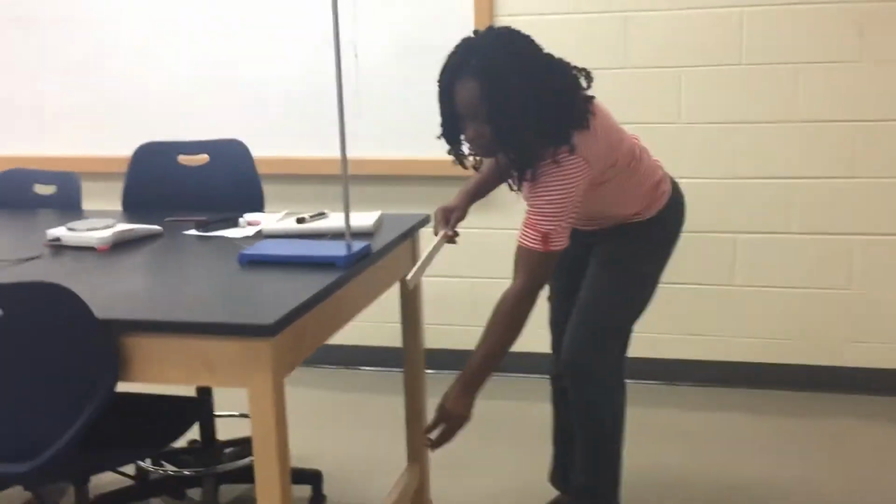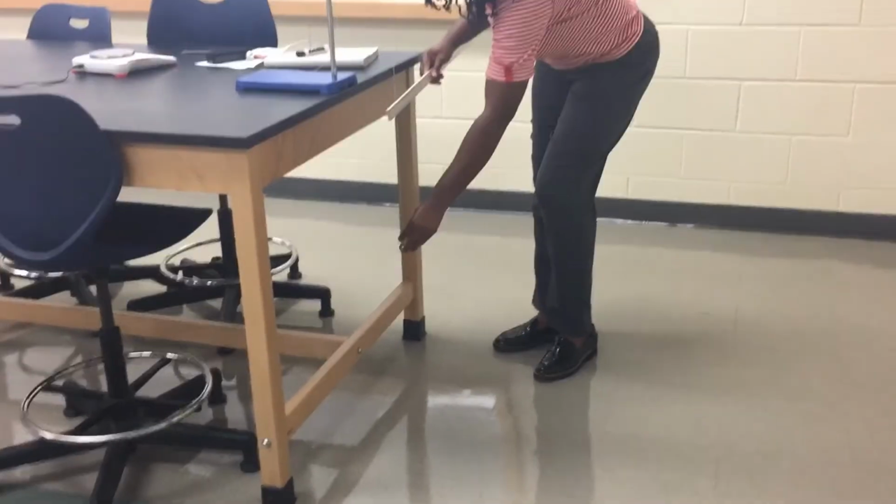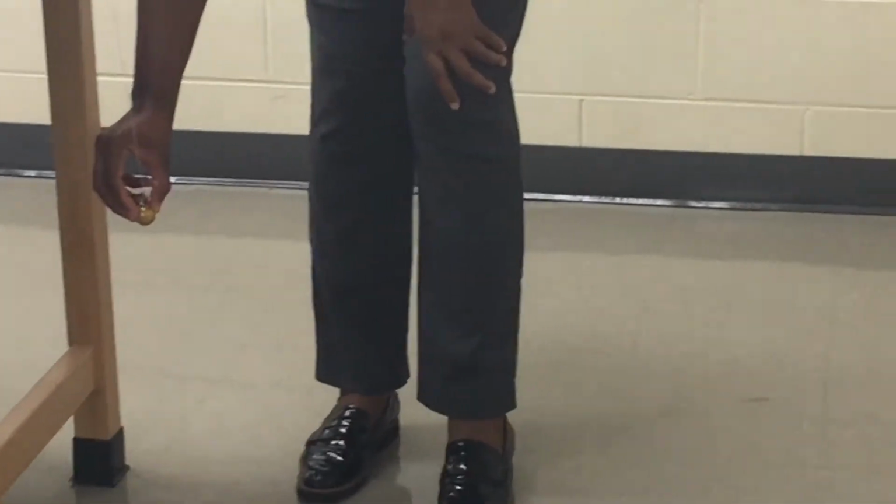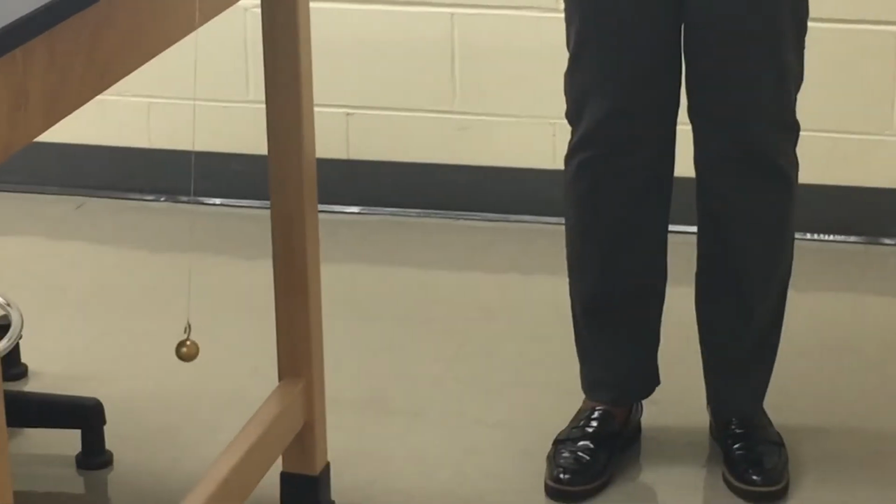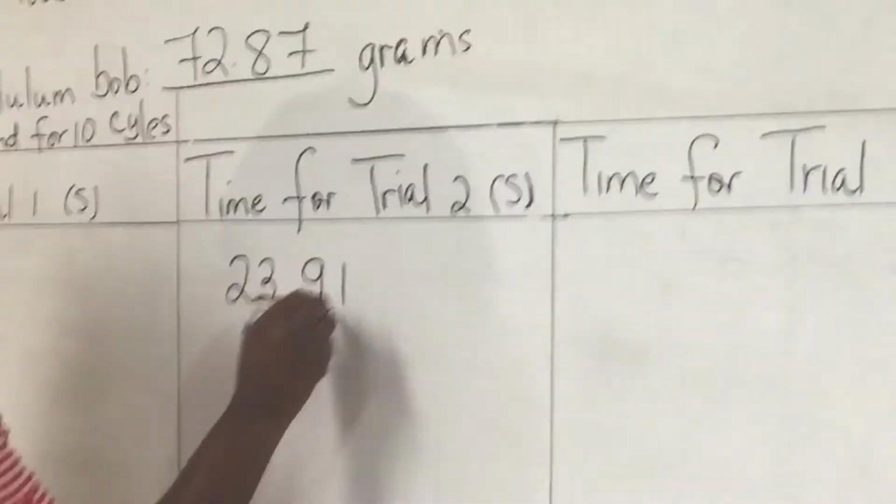So I'm going to make the displacement once again. So I've displaced it 12 centimeters. 1, 2, 3, 4, 5, 6, 7, 8, 9, 10. 23.91. Okay, so we have 1 trial left at this length.